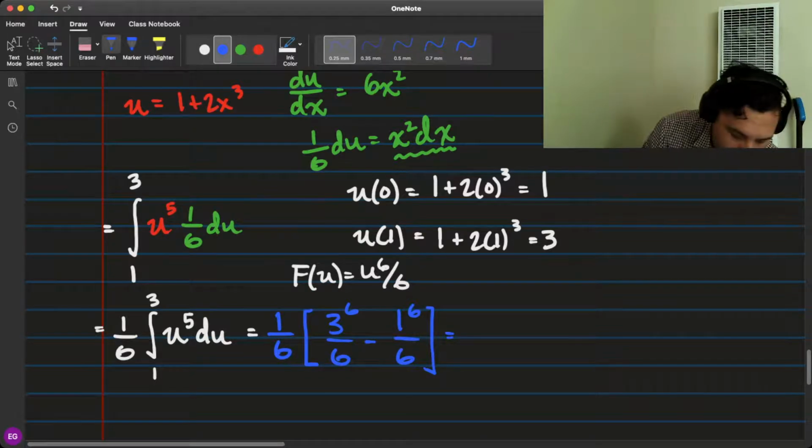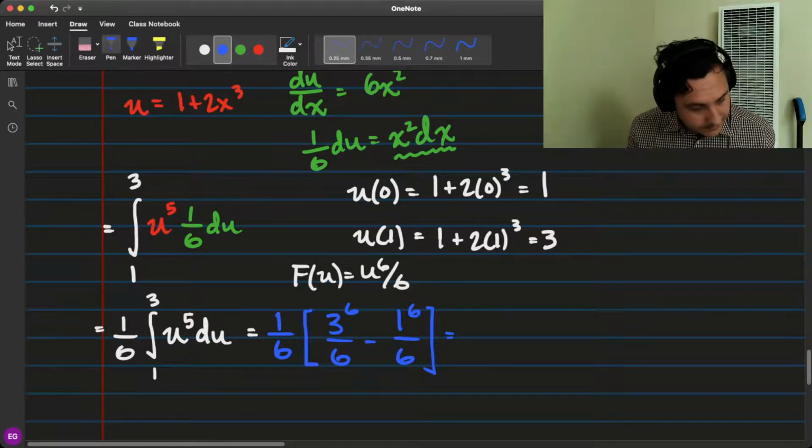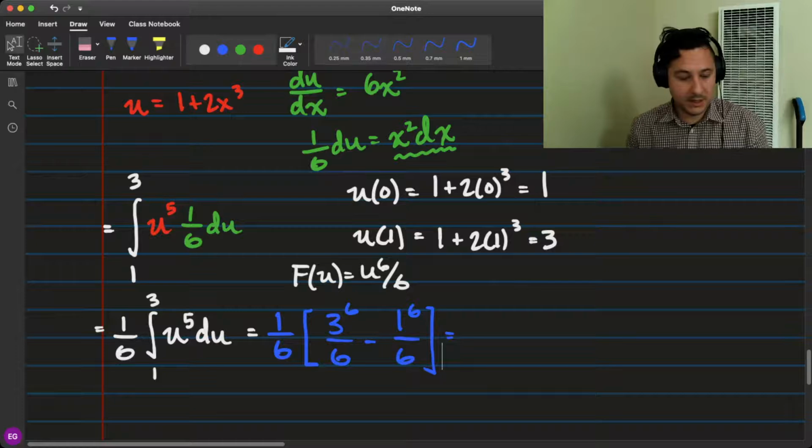Holy crap, that is a horrible number. Three to the 6th minus 1 to the 6th is going to be... holy shit. Okay, I'm going to open a calculator.